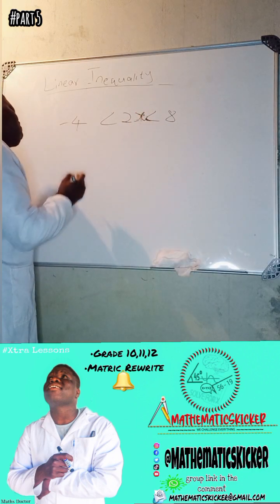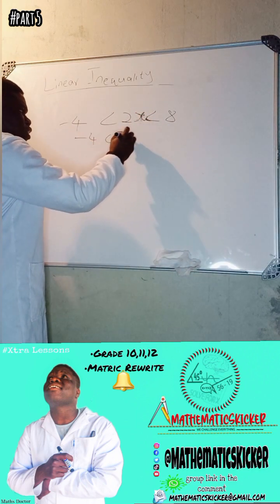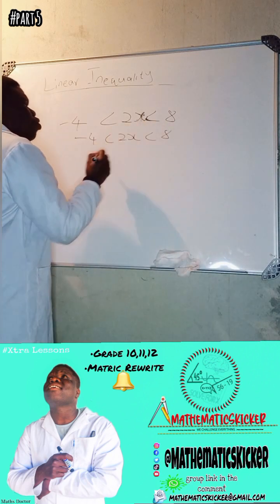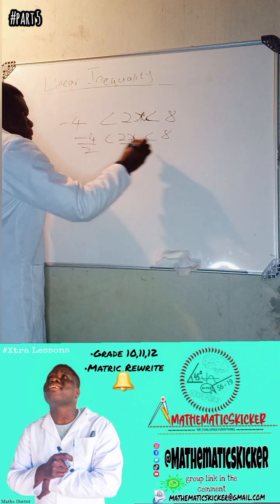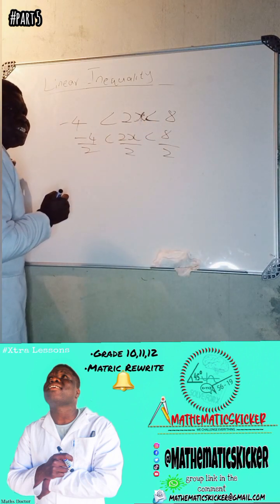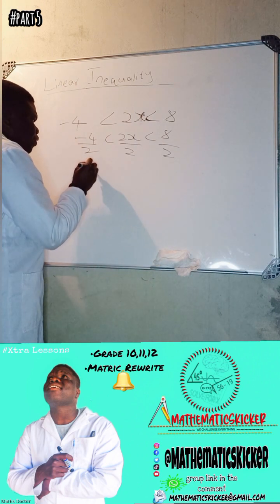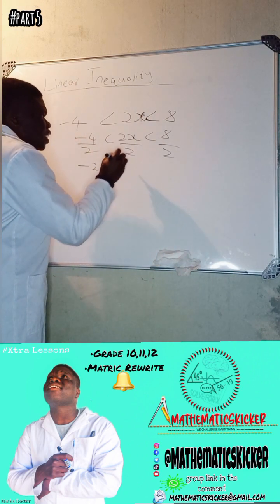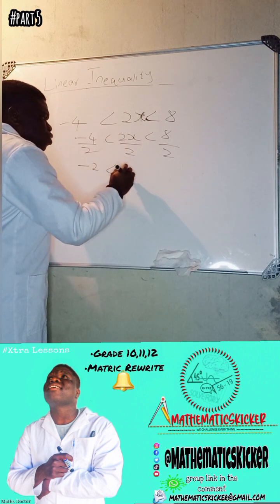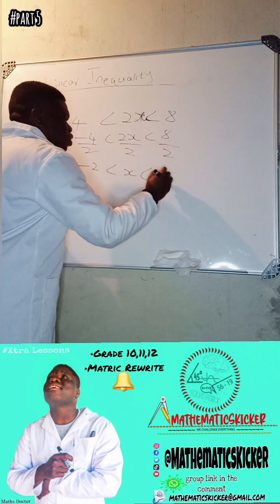How do we do something of this nature? Let me write it down. We'll divide each term by 2. When we divide each term by 2, we'll have negative 2 is less than or equal to 2x divided by 2, which is x, and x is less than 8 divided by 2, which is 4.